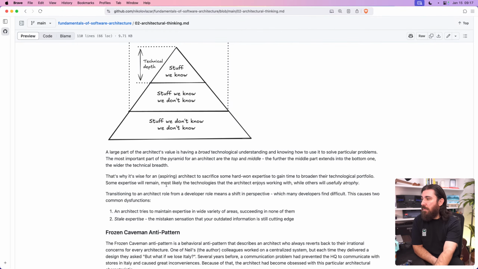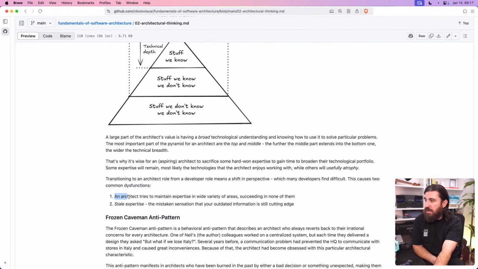And this causes two common dysfunctions. First, an architect tries to maintain expertise in a wide variety of areas, succeeding in none of them. This means that the architect that used to be a developer is trying to remain just as good a developer, while also broadening their technological understanding. But this basically means they're going to succeed in none of them, right?